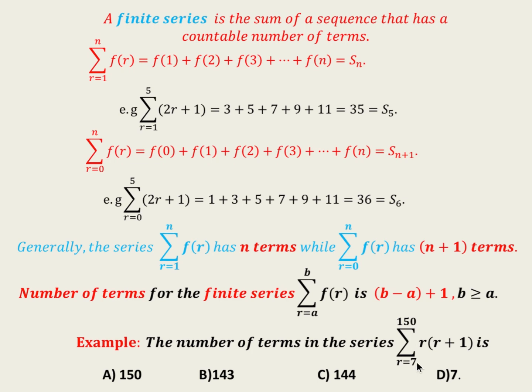You can see that to write out this series term by term would be so difficult because there are many terms involved. So we now use the formula which says the upper limit minus the lower limit, then plus 1. So 150 minus 7 would give 143. Then when you add 1, you have 144. So the correct key should be C.